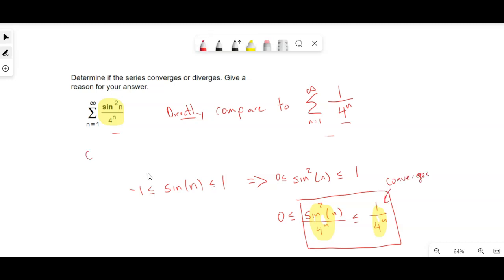Therefore, this will converge. We determine it converges by a direct comparison test to 1 over 4 to the n.